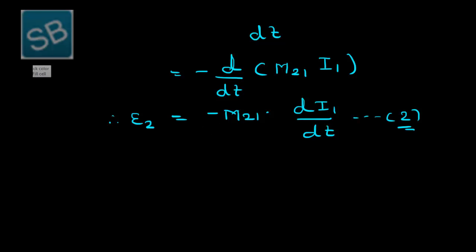So here the M21 is known as the mutual inductance of the two coils.